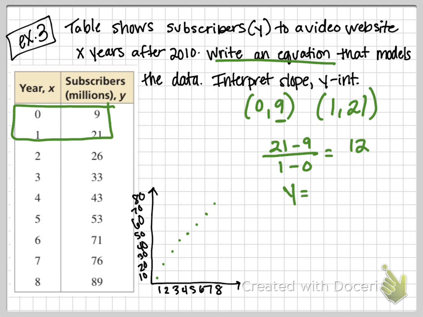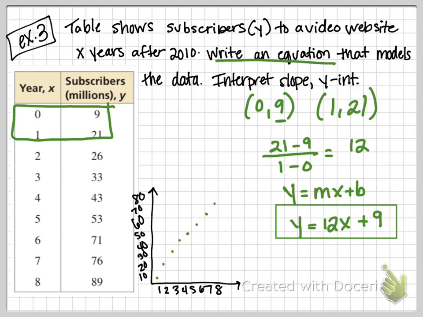Then we can just plug this into slope-intercept form. y equals 12x plus, what's our intercept? 9. So here's the equation that models this line: 12x plus 9. Now they're going to say, interpret the slope and the y-intercept. So we want to put this into terms that tell us what this means in terms of this specific word problem.